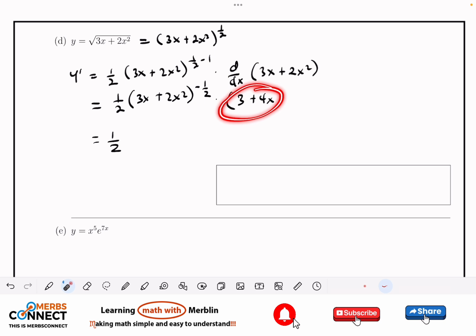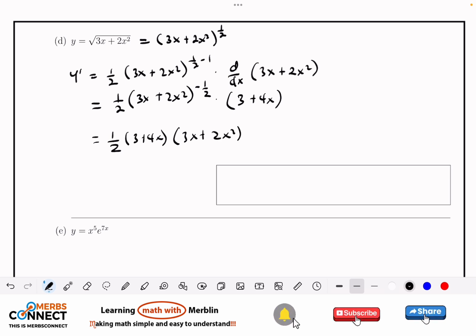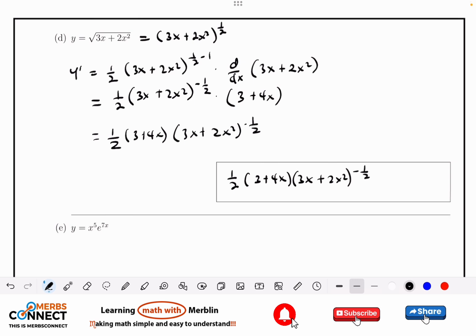Then I want to bring this one first. So I'm going to have 3 plus 4x, then 3x plus 2x squared to the power minus 1 over 2. I just want to leave my answer in this form. So I just write 1 over 2, 3 plus 4x times 3x plus 2x squared to the power minus 1 over 2. So this is what I'm going to get at the end of the day.